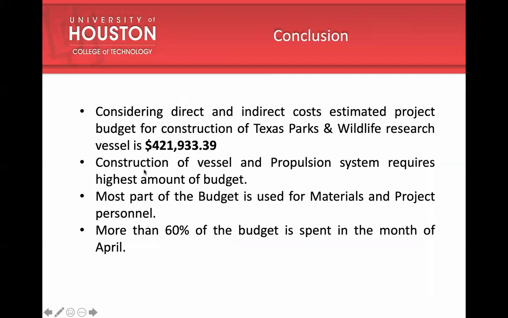And the final conclusion: a total of $421,933 is required for the construction of the research vessel for Texas Parks and Wildlife. Construction of vessel and propulsion system requires the highest amount of budget, and most of the budget is used for material handling and project personnel cost. More than 60% of the budget is spent in the month of April.